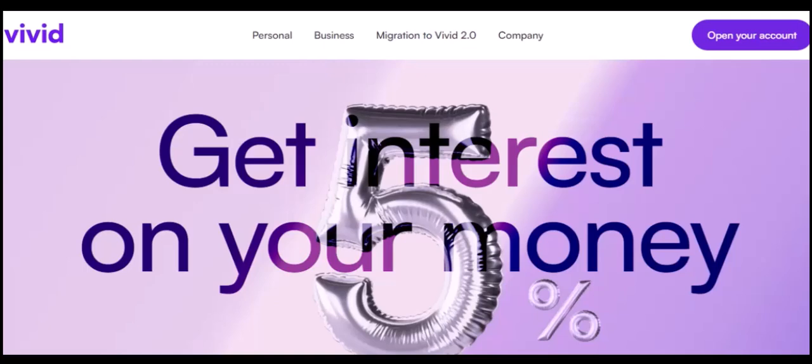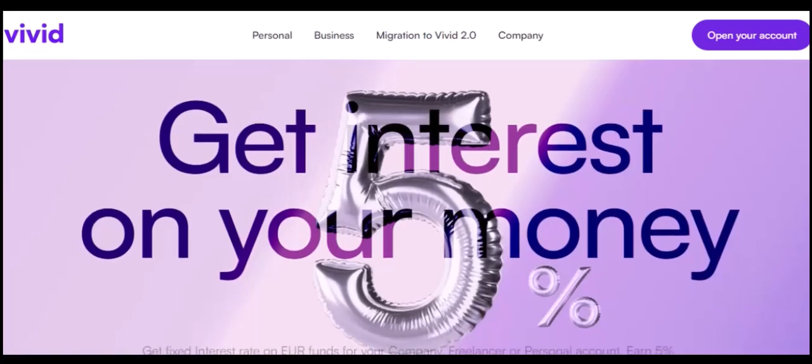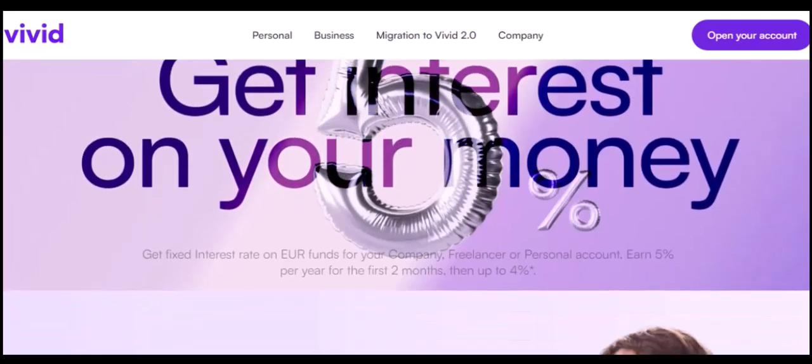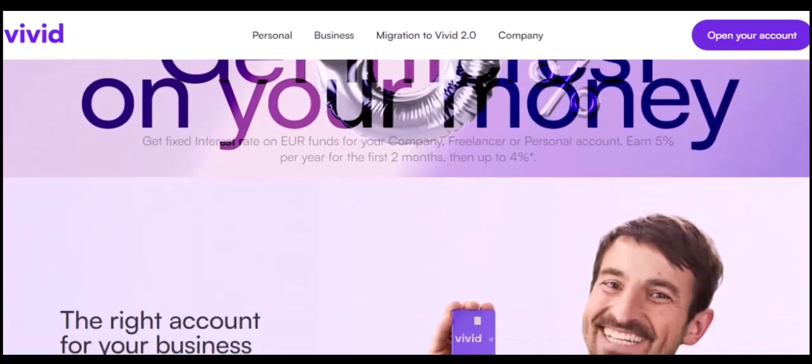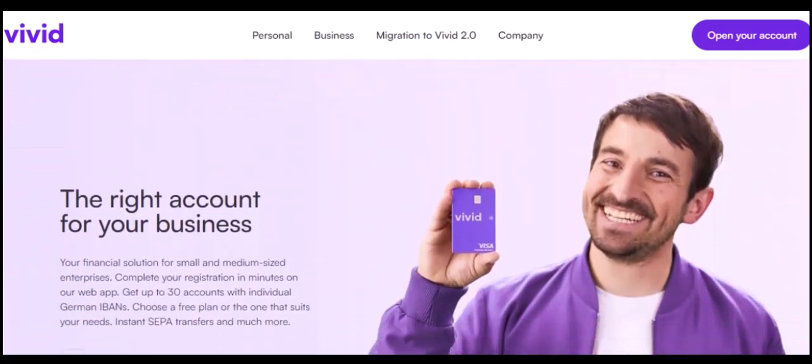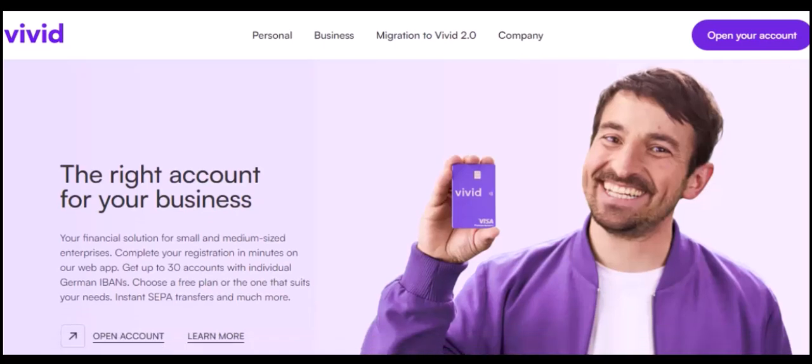Misleading information. If Vivid provided you with inaccurate information about their services, fees, or terms and conditions, you might have grounds for a refund. For example, if you were promised a certain feature that turned out to be unavailable, you could argue that you were misled.